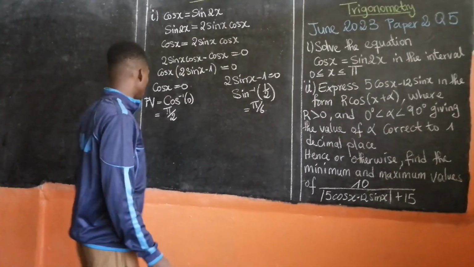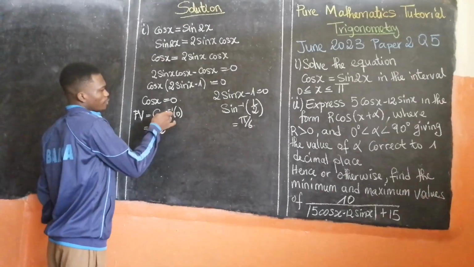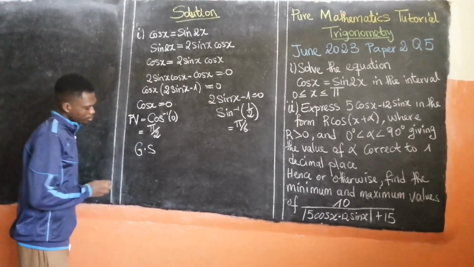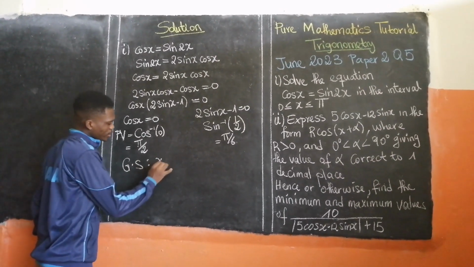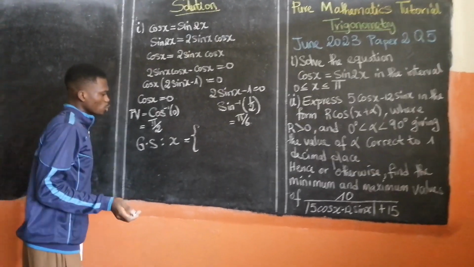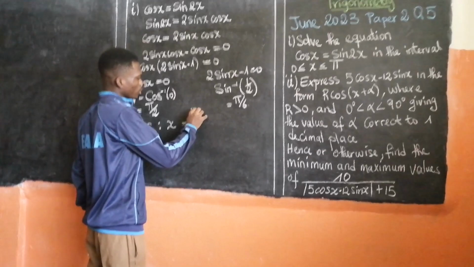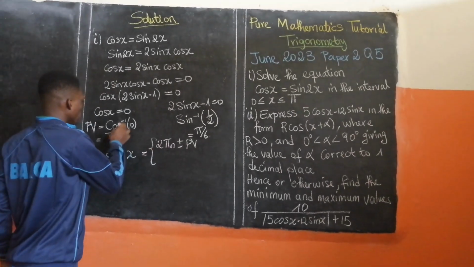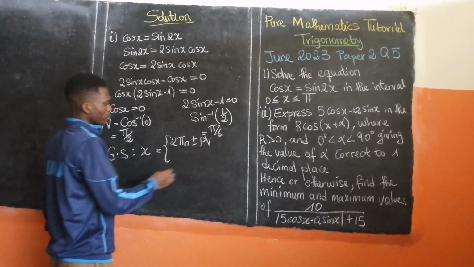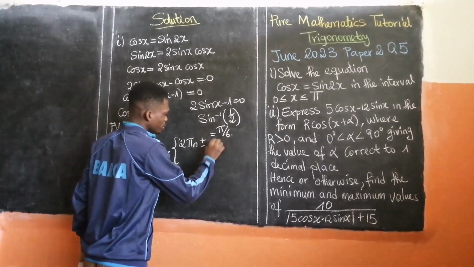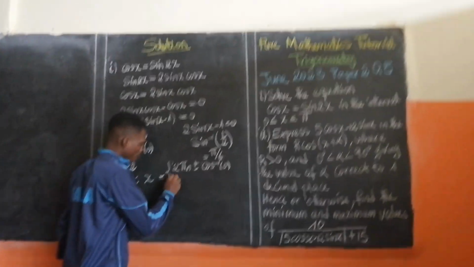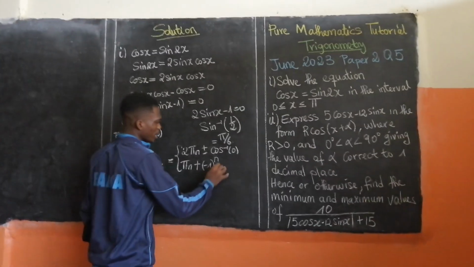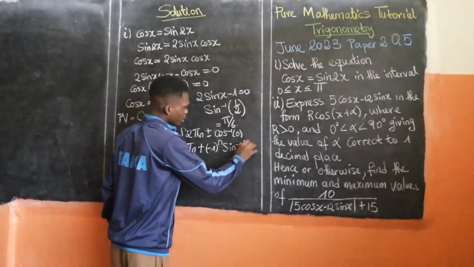So let us proceed with the general solution. We are going to have the general solution of the cosine, and then that of sin x. The general solution, GS, will imply that x is equal to, yes, we're going to have two solutions. For the cosine function it is 2 pi n plus or minus PV, and PV here is the cos inverse of 0. For the sine function, it is pi n plus negative 1 to the power of n times PV, and PV here is the sin inverse of a half.